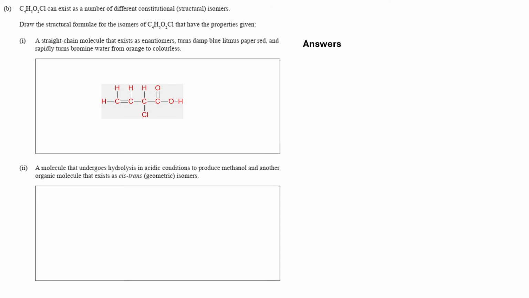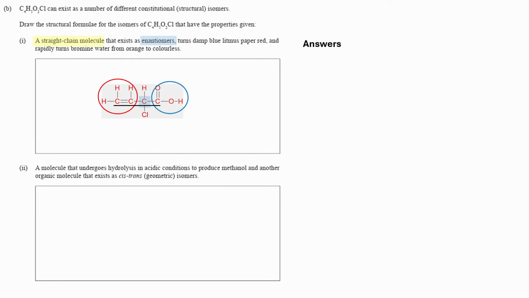Now remember how I said that maybe an acid chloride would turn the damp litmus paper red? If I'd put the chlorine here and the hydrogen off the third carbon, that still would have turned damp litmus red, and it would have reacted with bromine water, but it wouldn't have had an enantiomer. It wouldn't have had a chiral carbon. So that's why I decided to go with this structural formula.